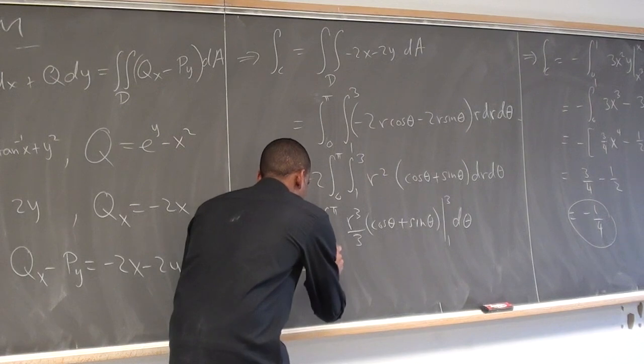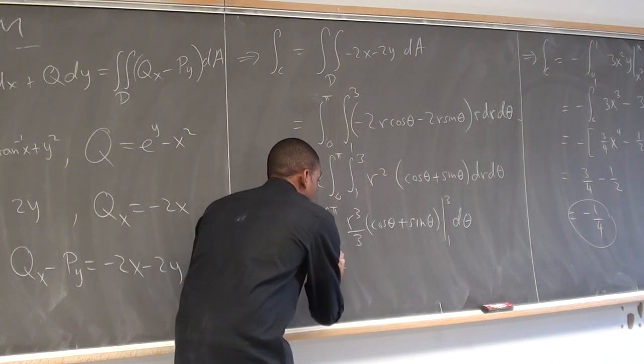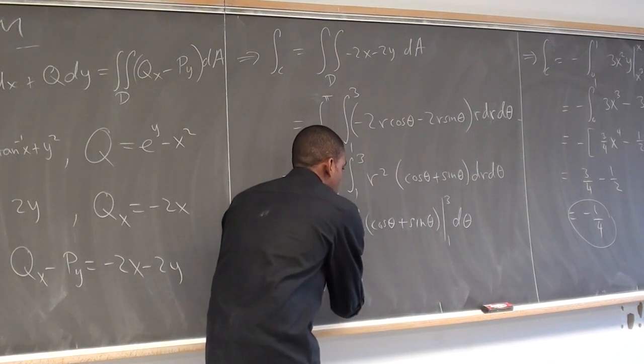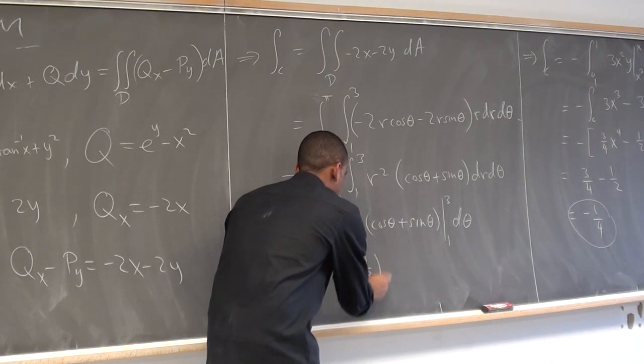You could do Fubini. This would be 9 minus a third.